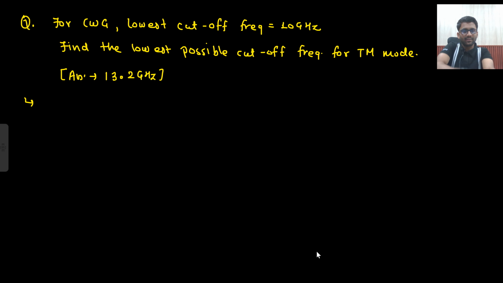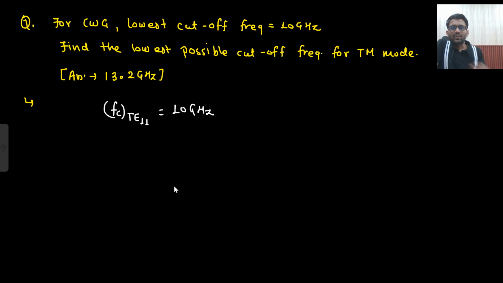For a circular waveguide, the lowest cutoff frequency is 10 gigahertz. What does this mean? The cutoff frequency for TE11 mode is given, that is 10 gigahertz. What are they asking? They are asking to find the lowest possible cutoff frequency for TM mode. So fc of TE11, that is 10 gigahertz, is given, and we need the lowest possible cutoff frequency for TM mode.